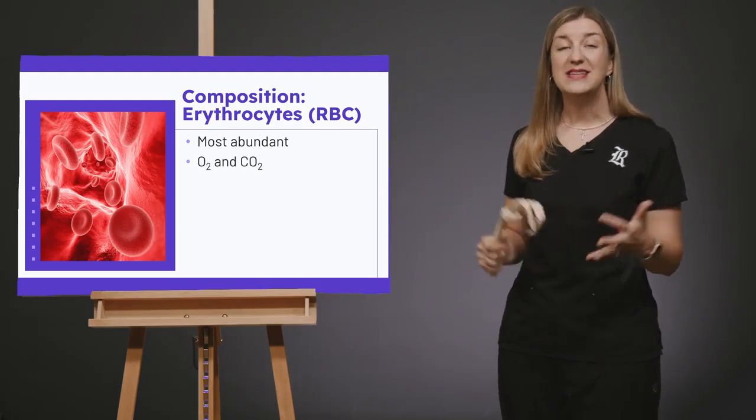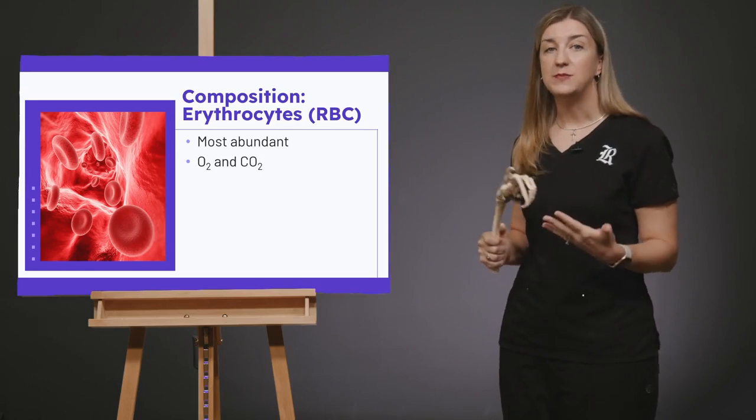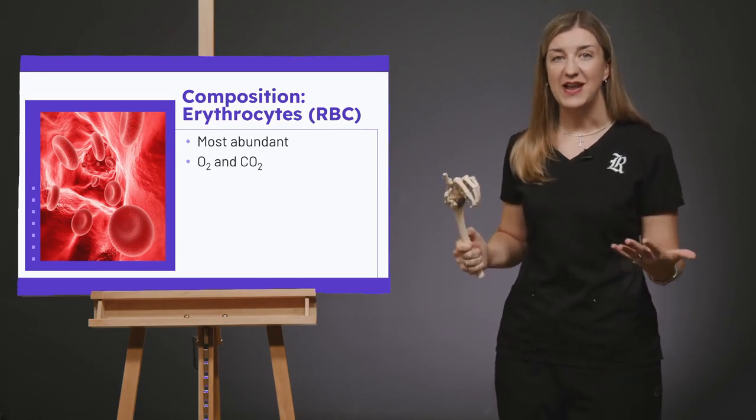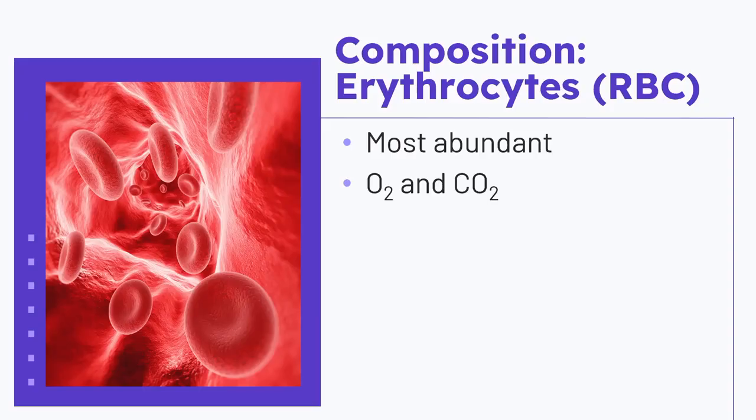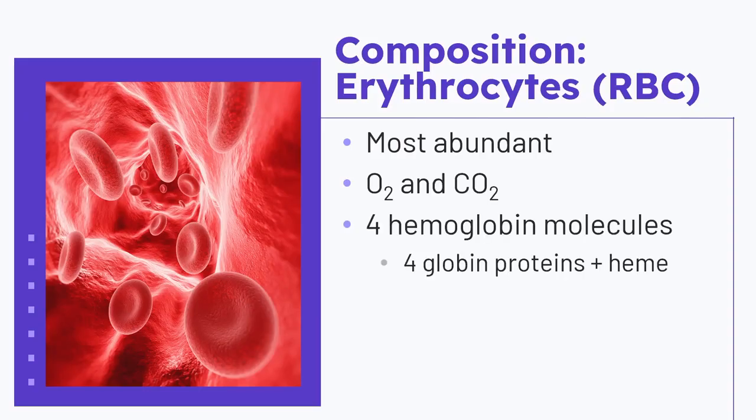Abundant red blood cells is a good thing because they are responsible for transporting oxygen and some carbon dioxide to and from the lungs and tissues. That's an important job. Hemoglobin is the oxygen-carrying compound in the red blood cells. There are 4 hemoglobin molecules per cell. Each hemoglobin is made up of 4 globin proteins and 1 heme group. The heme group contains iron.